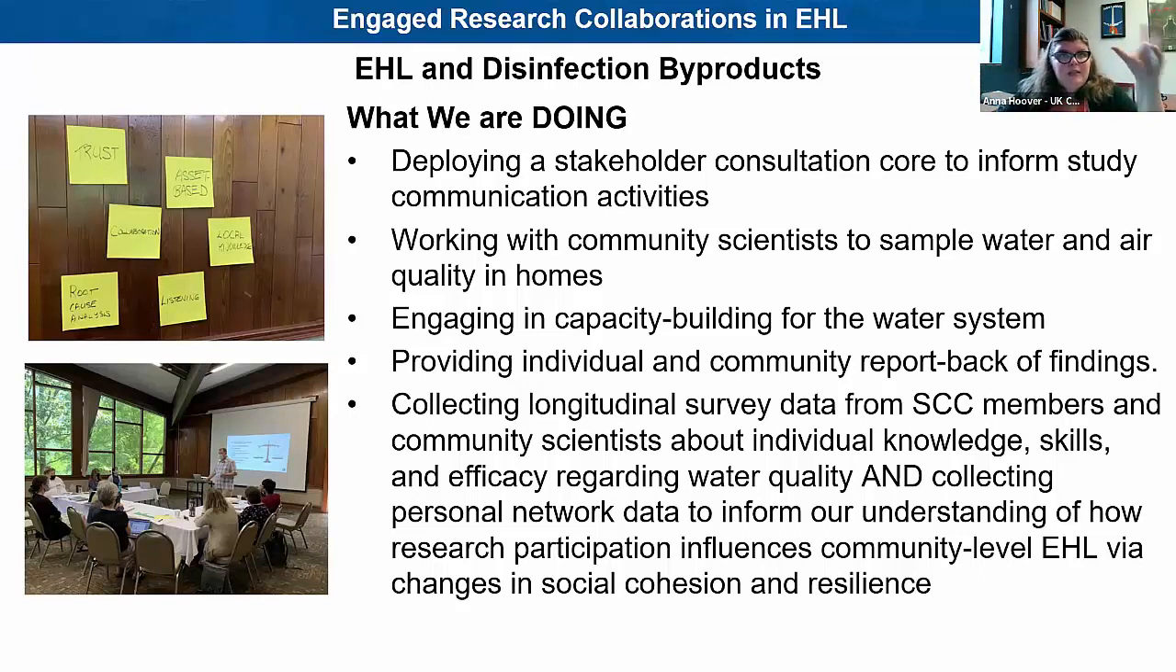One of the things we're doing is we've got a stakeholder communication or a stakeholder consultation core that's driving a lot of the work around communication. And we've got a community science core that is driving a lot of the field sampling and training, and that is made up of community scientists. So one of the things we want to look at is those levels of analysis. Yes, we are assessing pre and post and between groups knowledge. Yes, we are assessing pre and post and between groups efficacy, but we are also looking at what participation in research and different kinds of participation in research do to social cohesion, due to networks within the community.